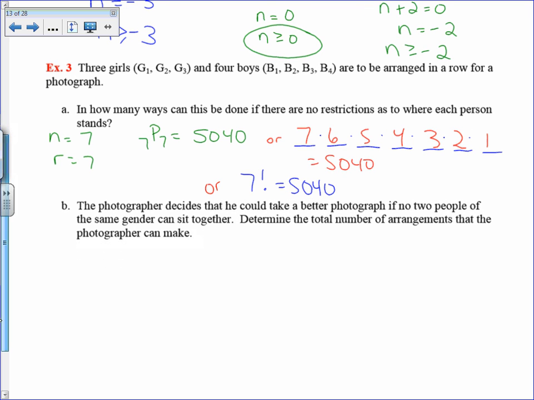So part B, the photographer decides that he could take a better photograph if no 2 people of the same gender can sit together. Segregating everybody.